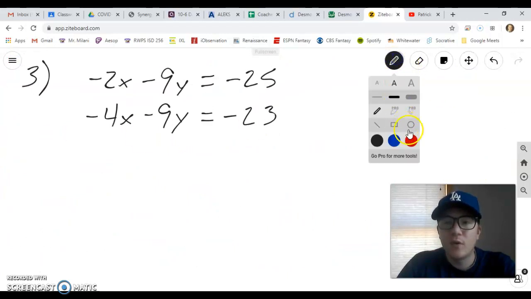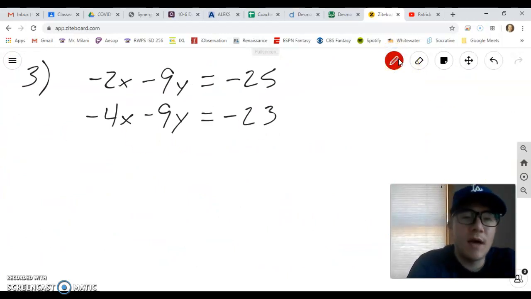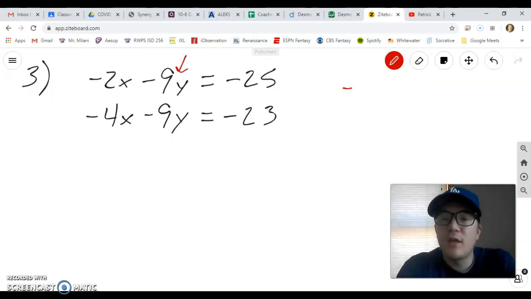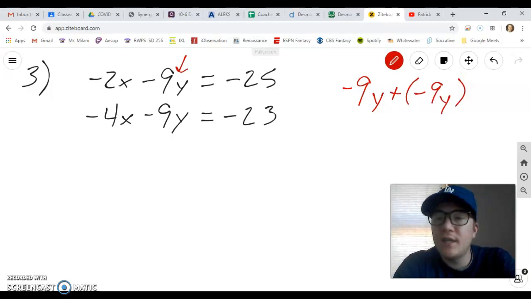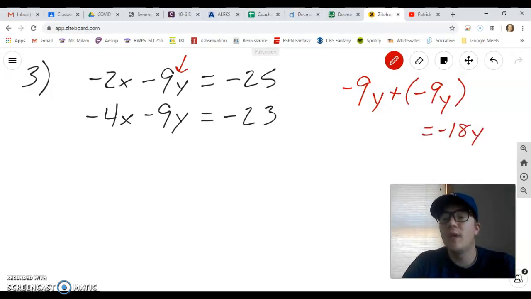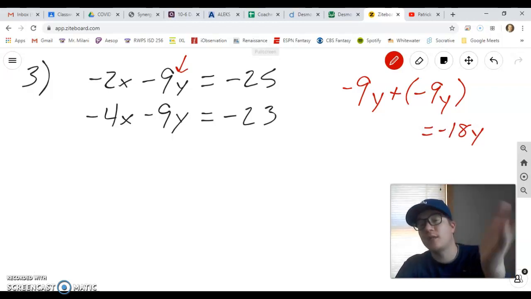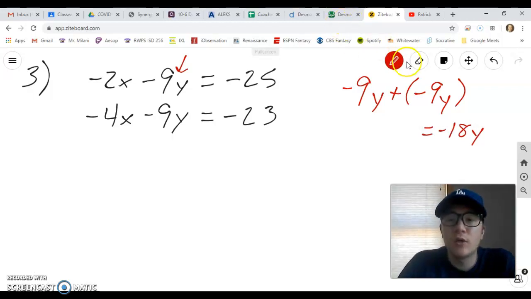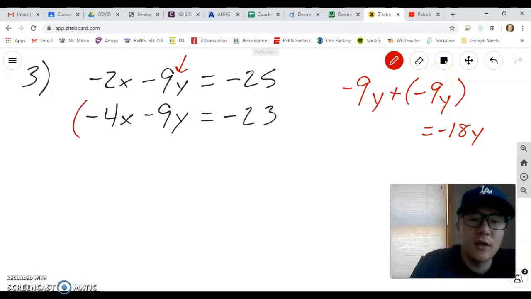Here, we see a match in the y column, but they're both negative. Negative 9y plus another negative 9y is going to give me negative 18y. That doesn't cancel out. So what we have to have happen is one has to be a positive, one has to be a negative. Okay, so a simple fix to that is that I'm just going to multiply this entire bottom equation by a negative.